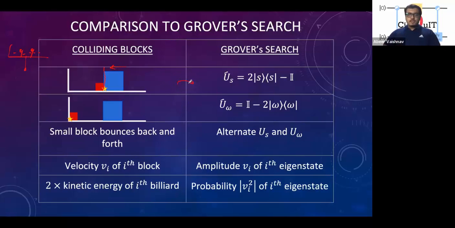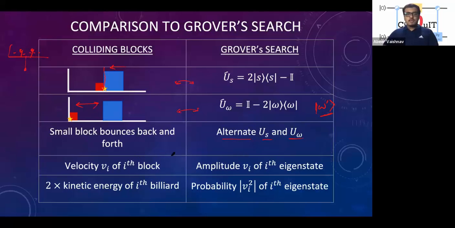So that is analogous to the US operator. The collision with the wall is analogous to the U omega operator, that means the reflection about the omega prime axis. So the reflection about this particular axis is analogous to this because this is a fixed wall. This is not moving anywhere. Then we have the small block which is bouncing back and forth in these directions, and is analogous to the alternate US and U omega operators.